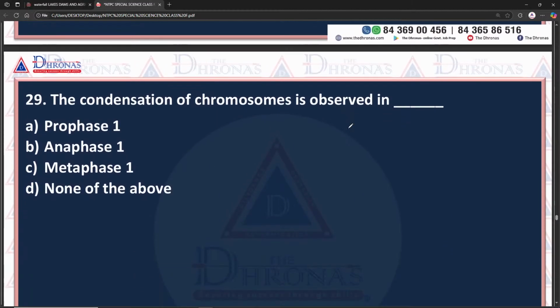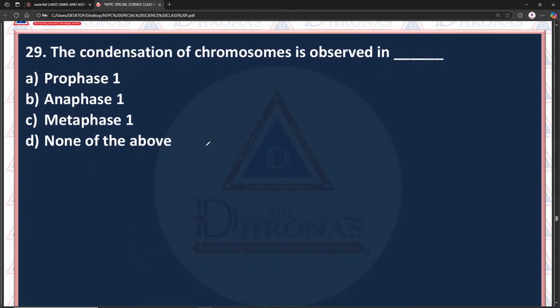Next question is question number 29. The condensation of chromosomes is observed in. ये cell division से question है. This question is related to cell division chapter. So chromosome condensation कौन से स्टेज में होता है? प्रोफेज 1, मेटाफेज, एनाफेज 1, मेटाफेज 1, none of the above.